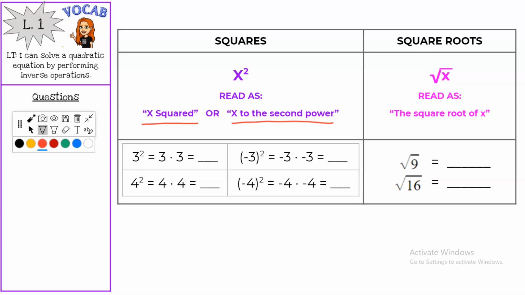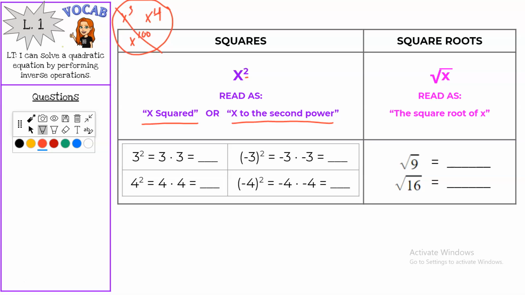Now, just for clarification, the number doesn't have to be a 2. We have x to the third power. We can have x to the fourth power. We could have x to the 100th power. But for it to be a square, this number has to be a 2. So these are other, what we call exponents. And we'll talk about those later in this school year, but we're starting with just squares.